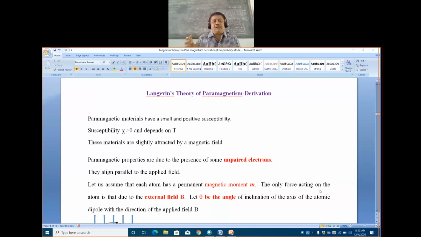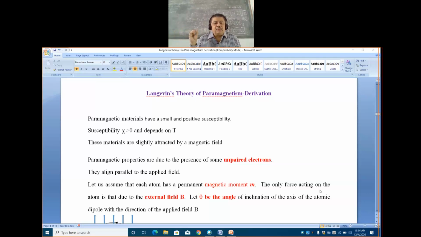Susceptibility of paramagnetic materials is positive, greater than 0, whereas for diamagnetic material it was negative. The susceptibility of paramagnetic material depends on temperature, whereas diamagnetic material's susceptibility does not depend on temperature. These paramagnetic materials, when brought near a magnet, are slightly attracted by the magnetic field.